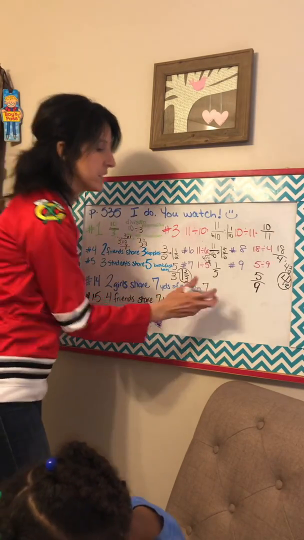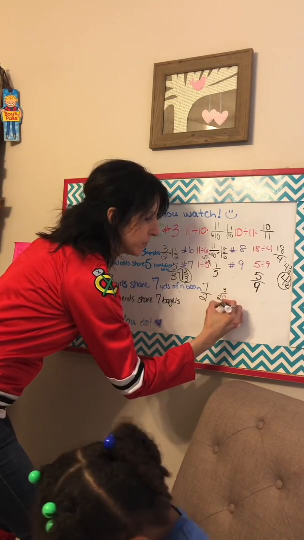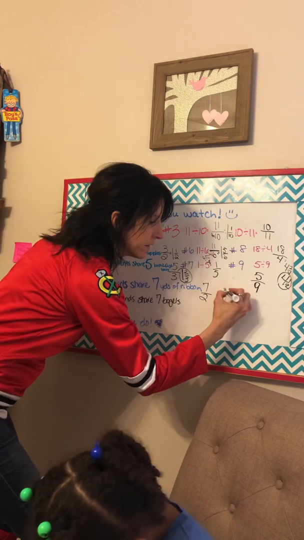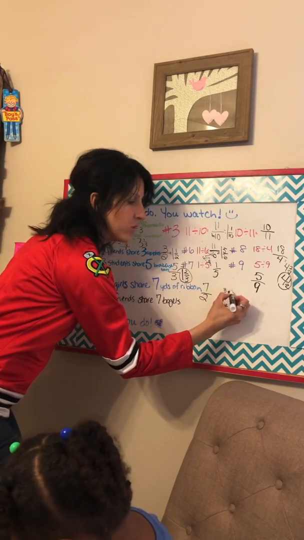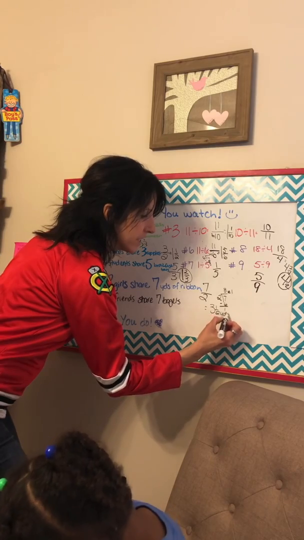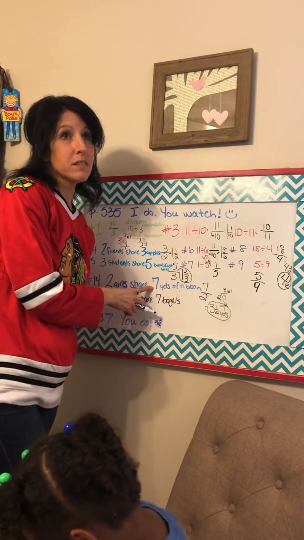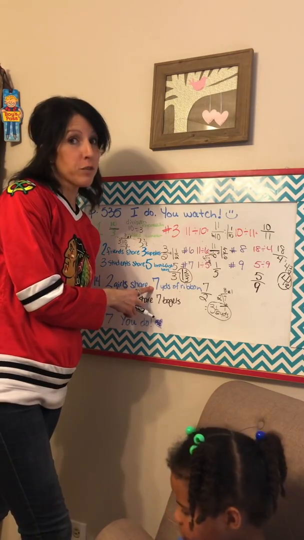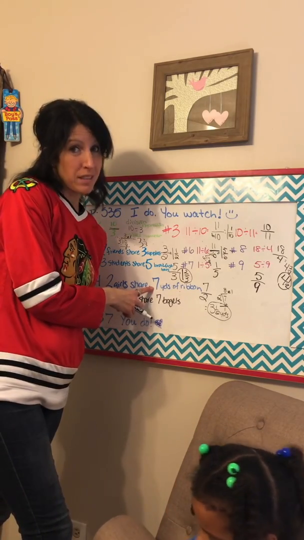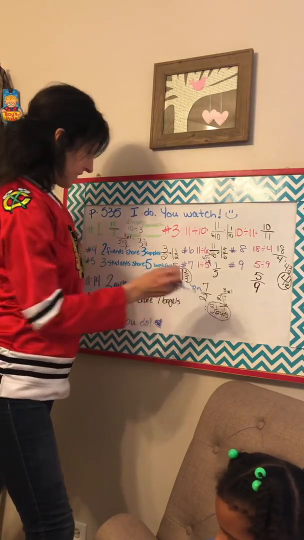So if we do 7 divided by 2, the answer would be 3 1/2. So they each get 3 1/2 yards of ribbon. And maybe you already knew that because 3 plus 3 is 6, and 4 plus 4 is 8, and 7's right between 6 and 8. So what's between 3 and 4? 3 1/2. So there's our answer for that one.